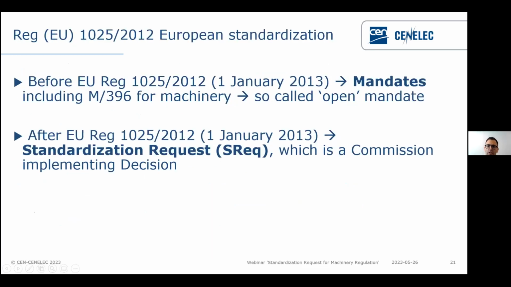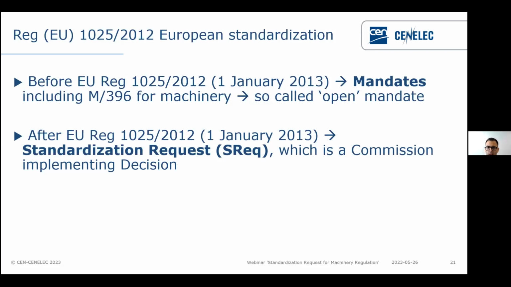So what is exactly the difference between a mandate and a standardization request? So basically, mandates and standardization requests, they have the same meaning. The difference is that mandates are requests from the European Commission to CEN and CENELEC to develop harmonized standards before EU Regulation 1025 entered into force and became applicable. So this means that all the requests from the Commission before the 1st of January, we call them mandates. All the requests from the Commission after the 1st of January 2013, we call standardization request. And a standardization request is a Commission implementing decision.